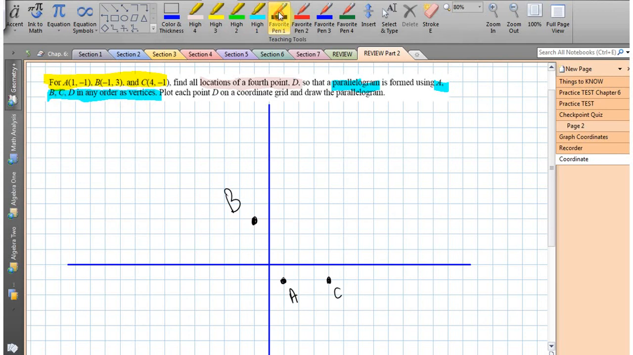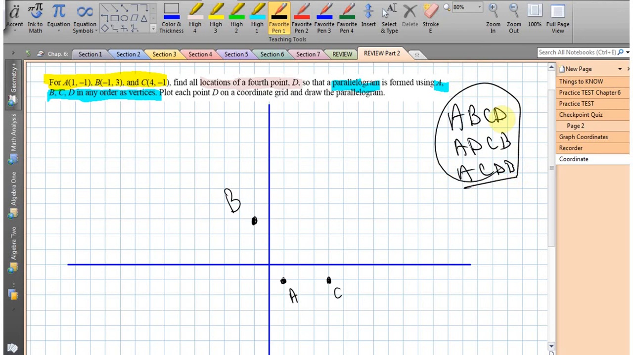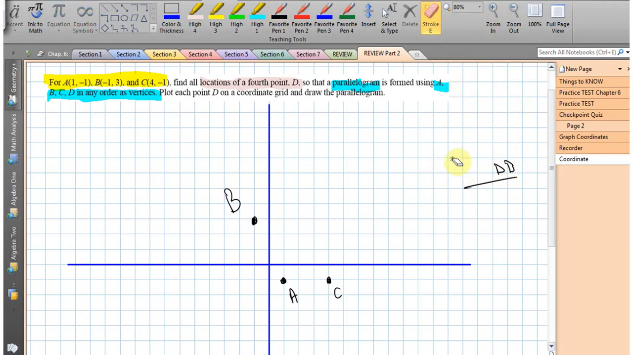When they mean any order, it doesn't have to be A, B, C, D. It could be A, D, C, B. It could be A, C, D, B. It goes on and on. There's so many choices of where to put D. So let's take a look at where the three current points are, A, B, and C. They're locked in. Those are the three yellow points, A, B, and C, and I've graphed them. Well, where could point D possibly be?